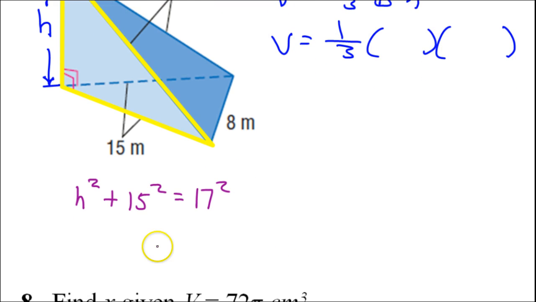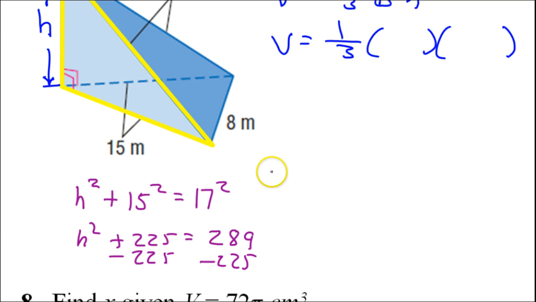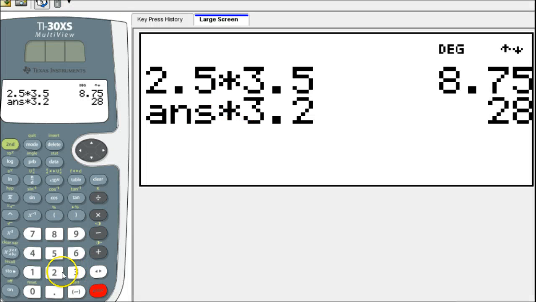And we'll go ahead and just solve this out. So this will be h squared plus 225 is equal to, I believe this was 289. And then we need to subtract 225 from both sides. So far that gives us h squared equals 289 minus 225.